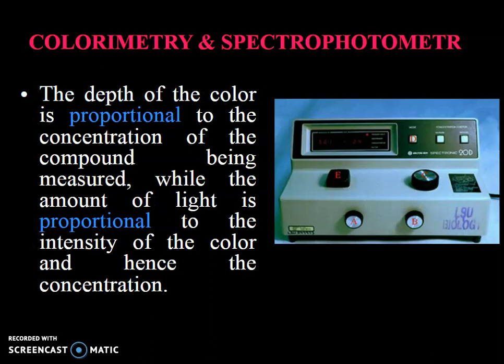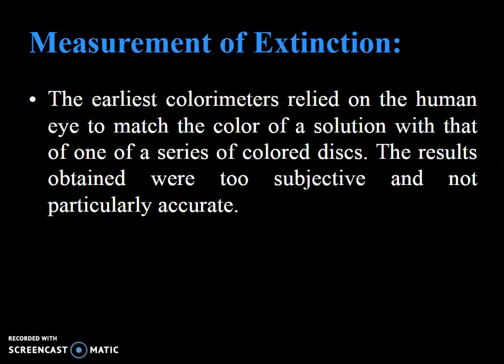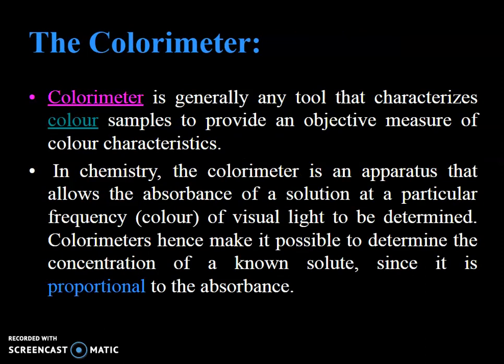The depth of the color is proportional to the concentration of the compound being measured, while the amount of light absorbed is proportional to the intensity of the color and hence the concentration. The earliest colorimeters relied on the human eye to match the color of a solution with that of one of a series of color discs. The results obtained were too subjective and not particularly accurate. So a colorimeter is generally any tool that characterizes a color sample to provide an objective measure of color characteristics.